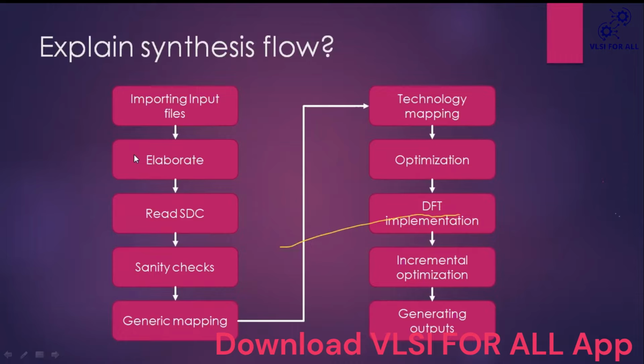We have RTL code, consider one AND gate. We have the AND gate logic in the RTL code. In the generic mapping stage, the tool will take that RTL code and represent that code at symbolic level. Do you know the symbol of an AND gate? I will draw.